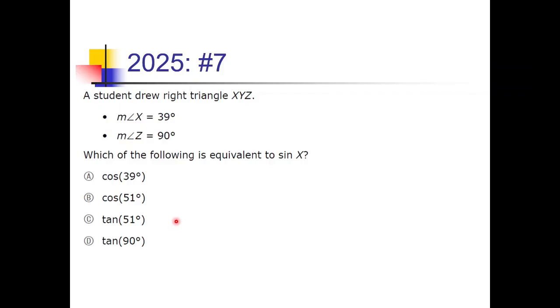So I think the best way to start this problem would actually be to draw this right triangle and get a picture of what we're looking at. So here is a right triangle, and putting in the angles that they've given us here, they told us X was 39, so I'm going to make that one of the non-right angles here. I'll make it this one down here, and I'll put 39 there. And they told me Z was 90, so I'm going to label this one as Z.